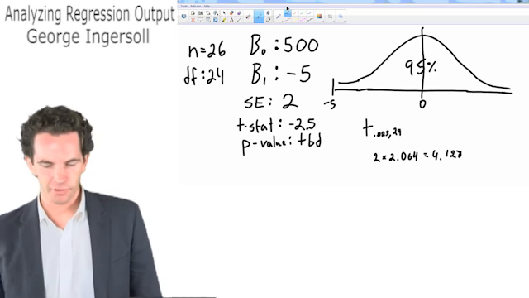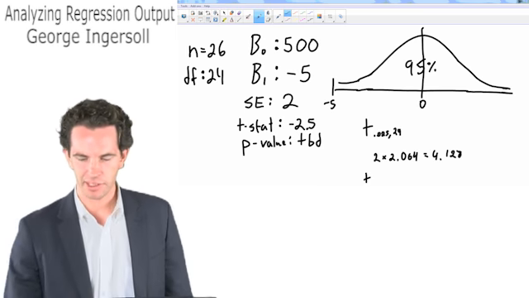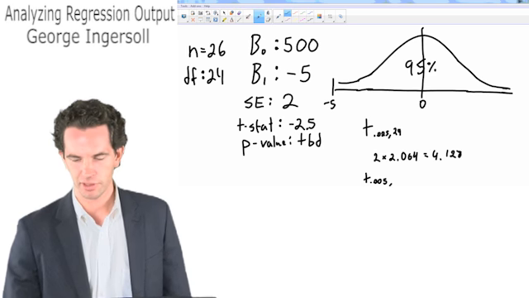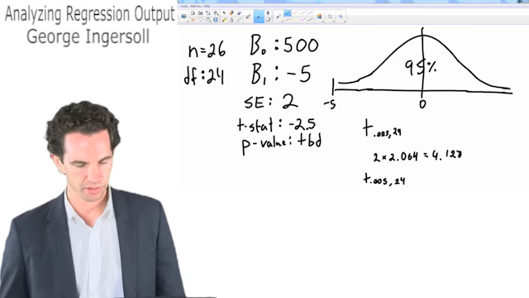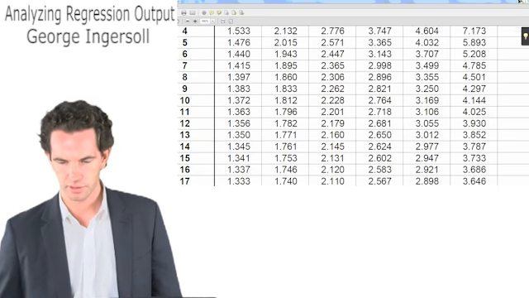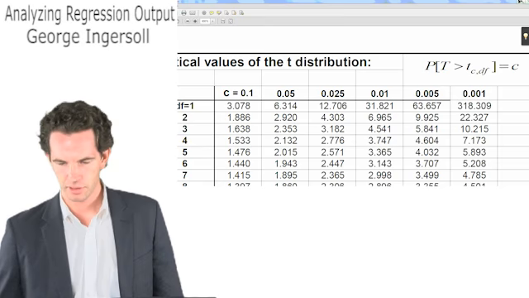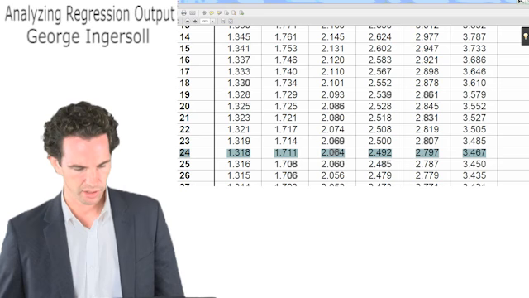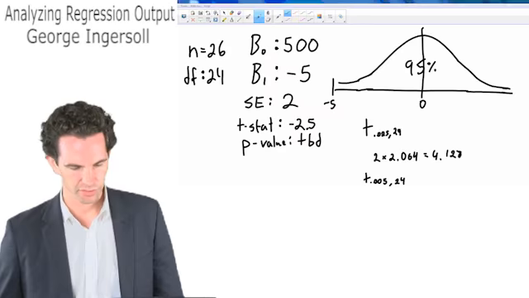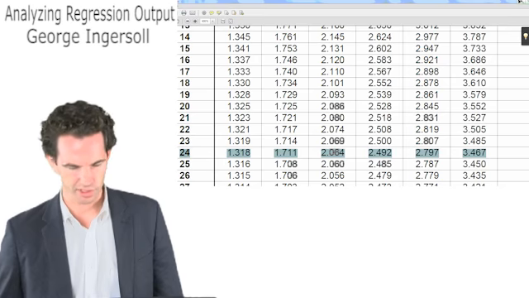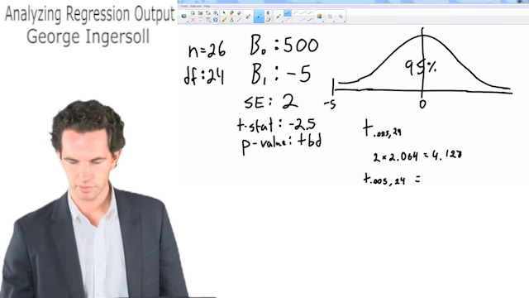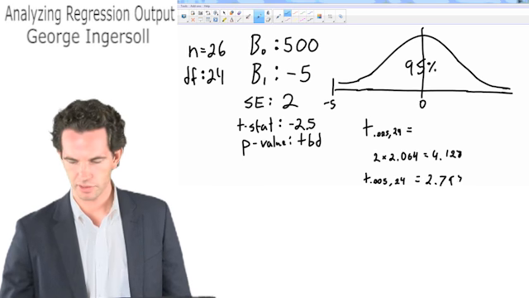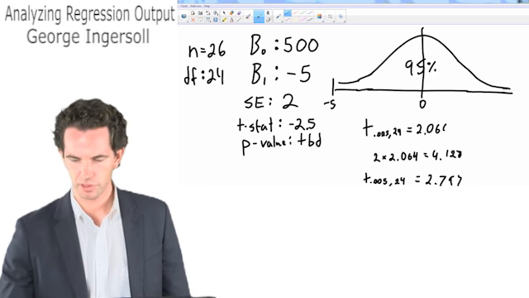If instead of 95%, we looked up 99%, so this would be a t-stat of 0.005 and still 24 degrees of freedom. If we go into our t-table and look that up, 0.005 is significant at 2.797 standard errors from 0. I lost it. 2.797. I forgot to write 2.064 here.